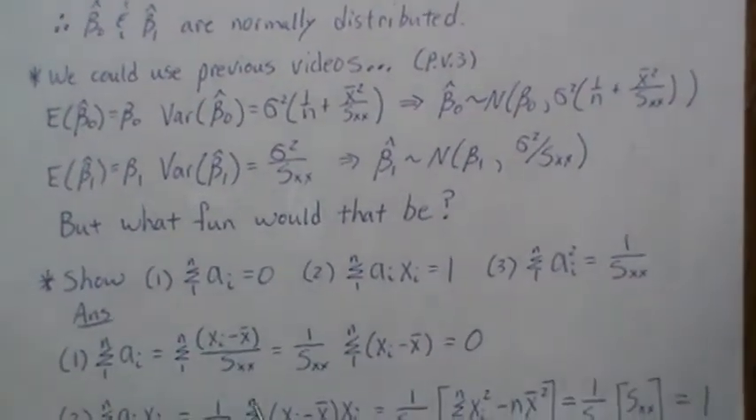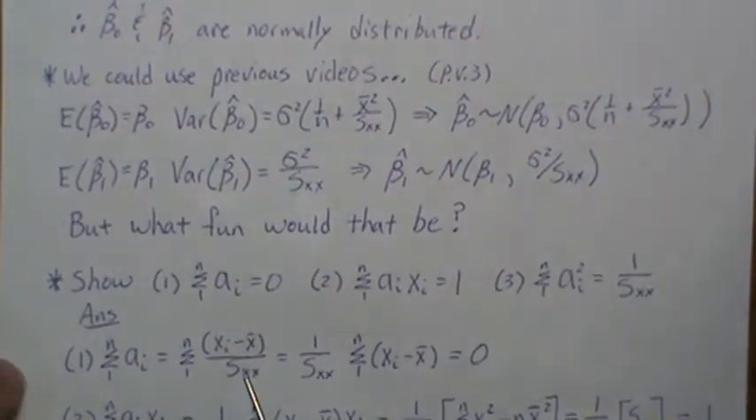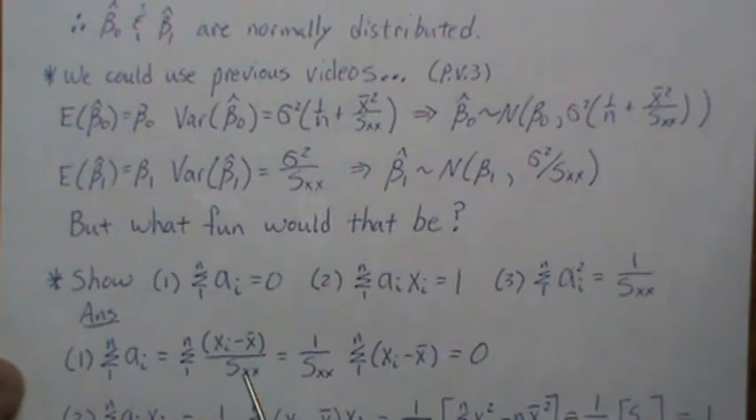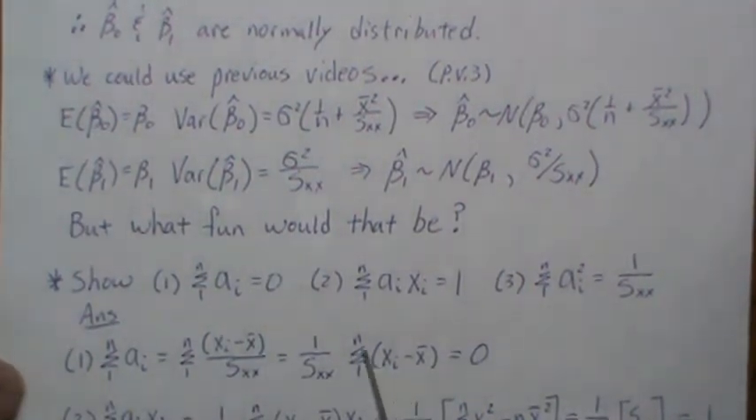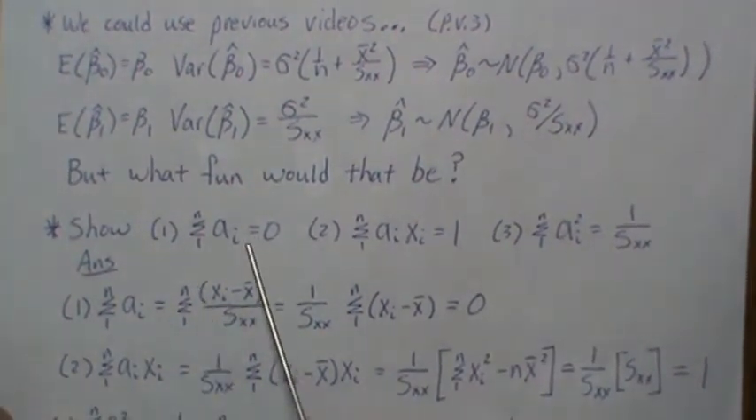So for the sum of the ai, when we plug in ai here, this term is not indexed, so it can come out front, and we're just taking the sum of this, but that sum is 0. So number 1 is proven.